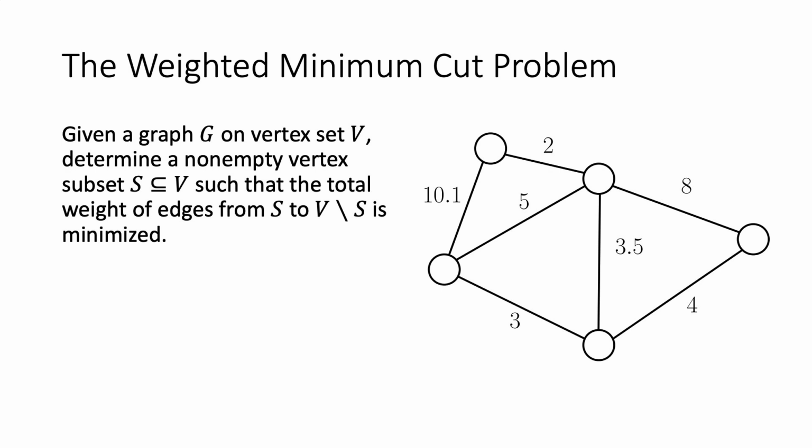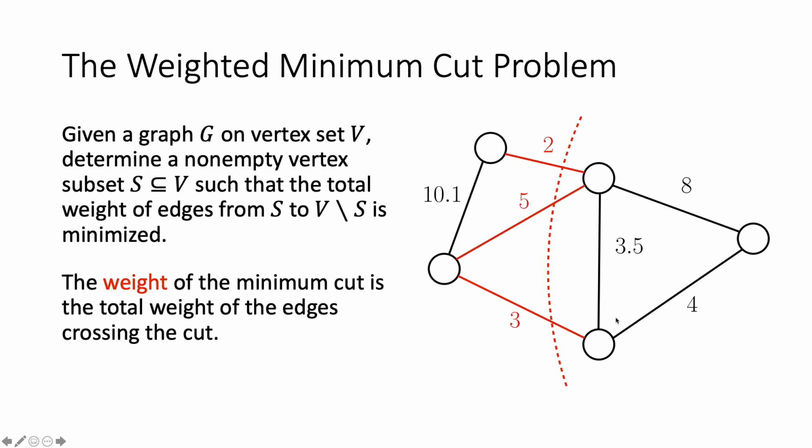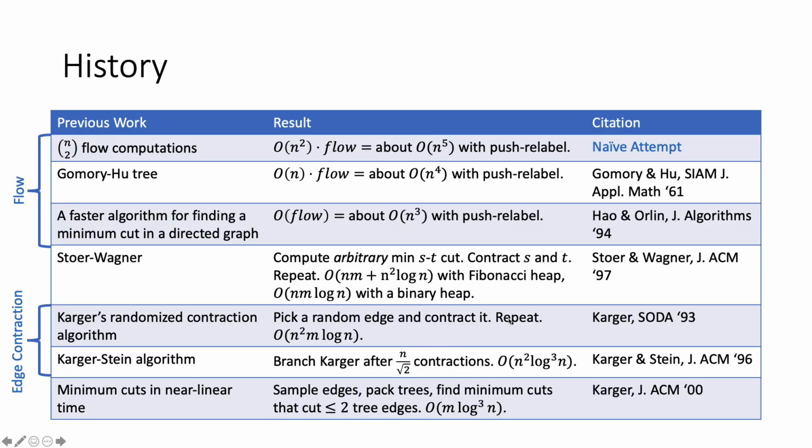Okay, so most of you probably already know, but what is the weighted minimum cut problem? Well, it's given a graph G on a vertex set V. We want to determine a non-empty vertex subset S such that the total weight of edges from S to V minus S is minimized. So I have just a little example here, and the minimum cut in this graph is right here, separating these two vertices from these three. So what is the weight of the minimum cut? It's the total weight of the edges crossing the cut. So here, in the example, it's 10.